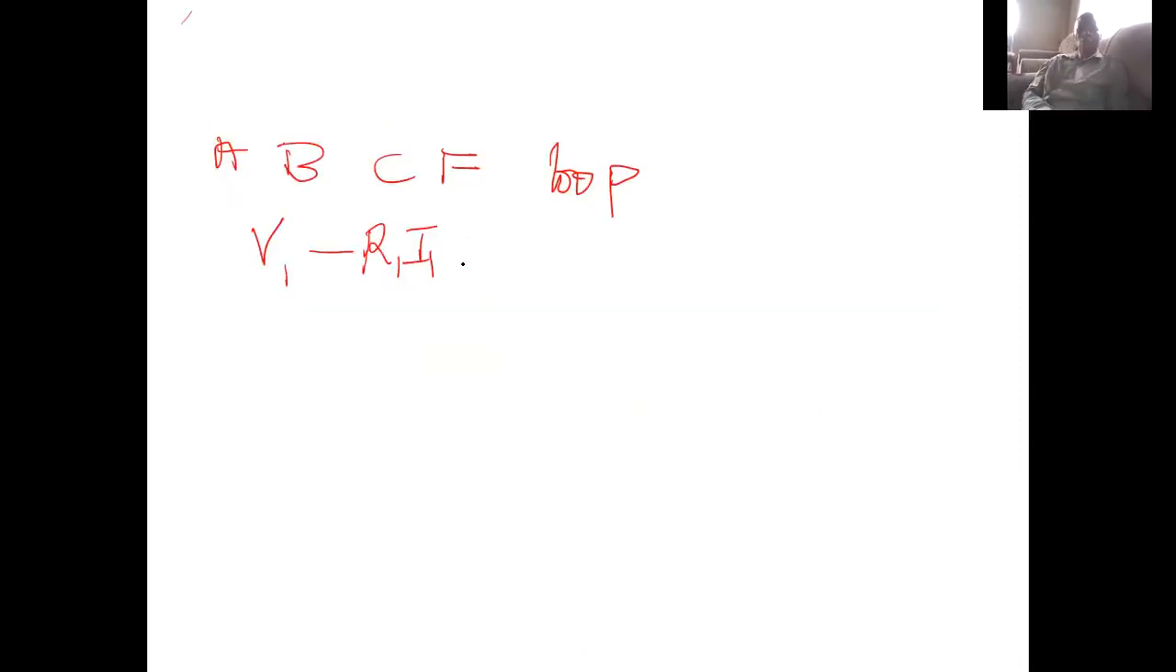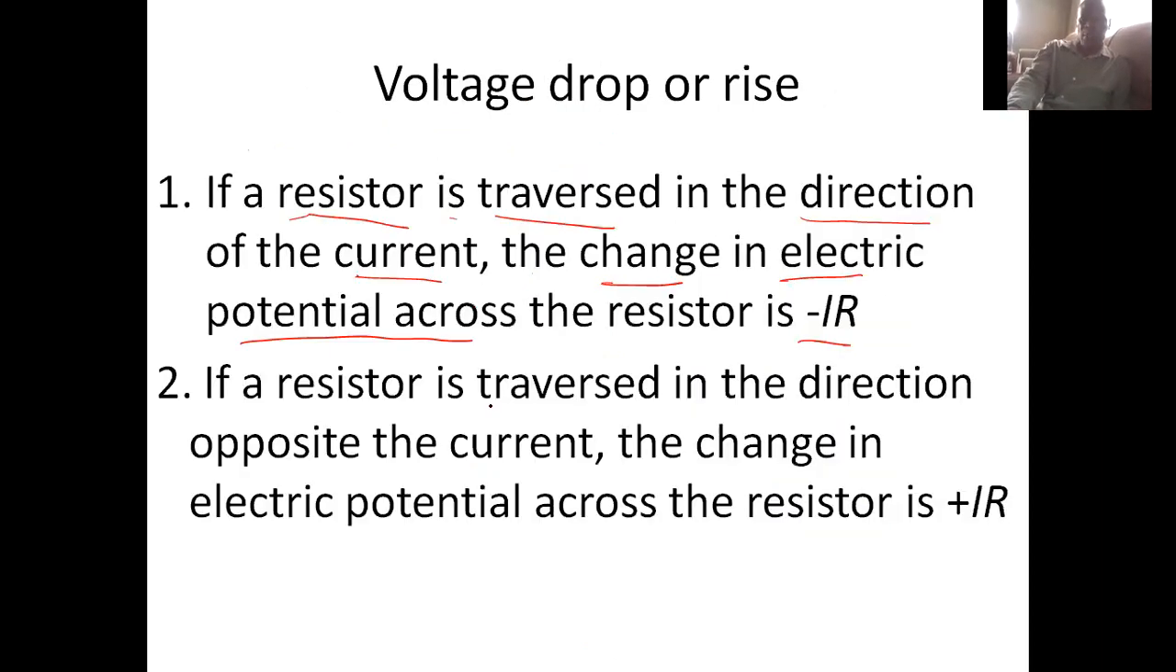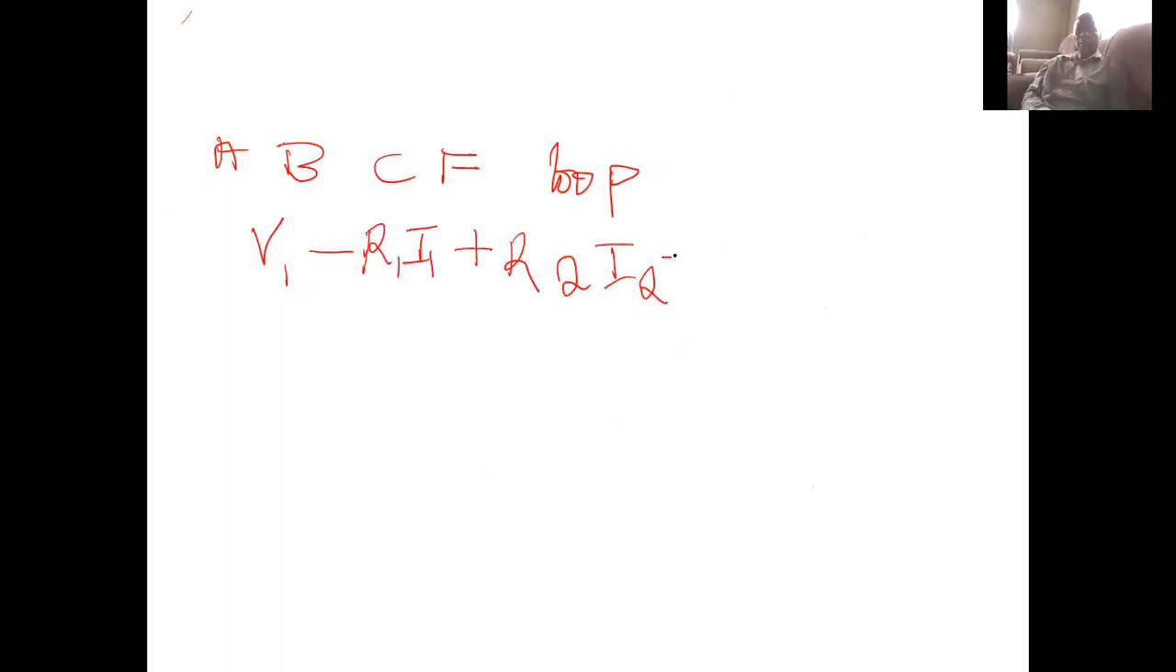Resistance times current. So we have positive R2 multiplied by current number two. And so, when we reach here, now we are going towards A. We note that from here, we are moving from the high potential to the lower potential. So this will be minus V2. So we are going to have minus V2, and all these should give us zero. So that is for group number one, which we said loop ABCF.